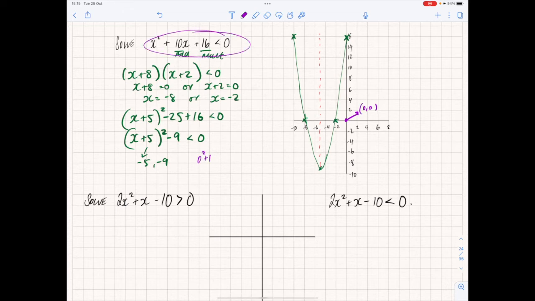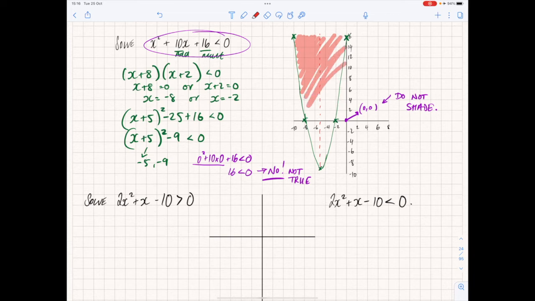So we're saying 0 squared plus 10 times 0 plus 16 is less than 0. So that gives me 0 plus 16. Is 16 less than 0? No. So that now is not true. Okay, that doesn't work. So 16 is not less than 0, and therefore you cannot shade that point, which means I have to now shade inside the parabola.